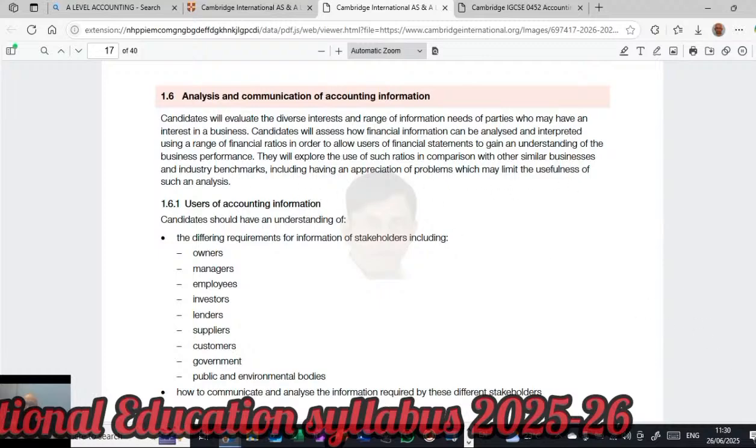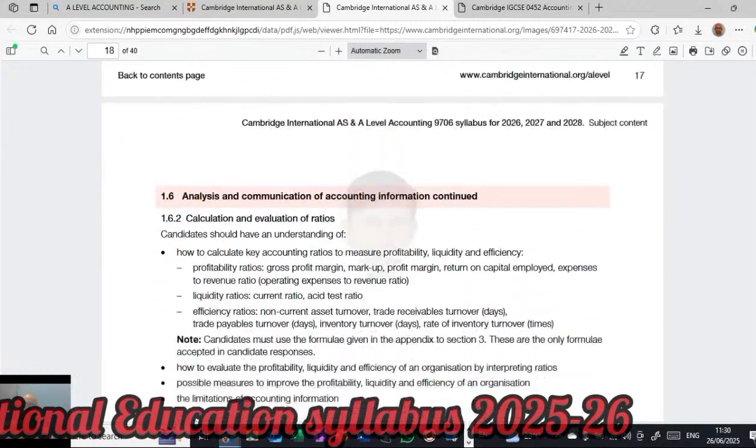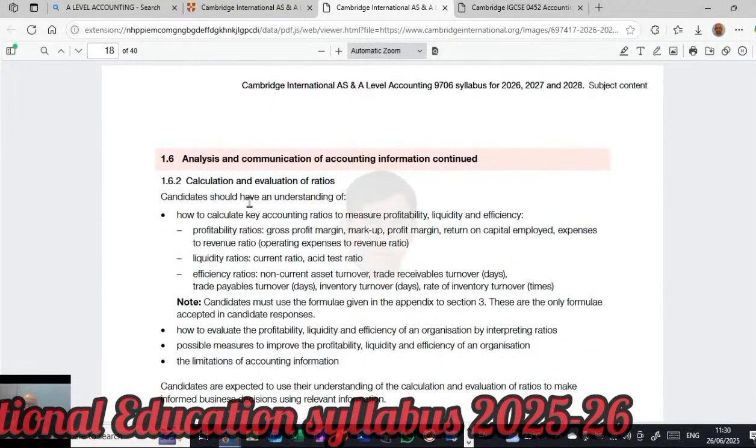So what are the different types of ratios? Calculation and evaluation of ratios: understanding how to calculate accounting ratios measuring profitability, liquidity and efficiency. Profitability ratios are gross profit margin, markup, profit margin, return on capital employed, expenses to revenue ratio, operating expenses to revenue ratio. Liquidity ratios: current ratio, acid test ratio. Efficiency ratios: non-current assets turnover, trade receivables turnover days, trade payables turnover days, and inventory turnover.